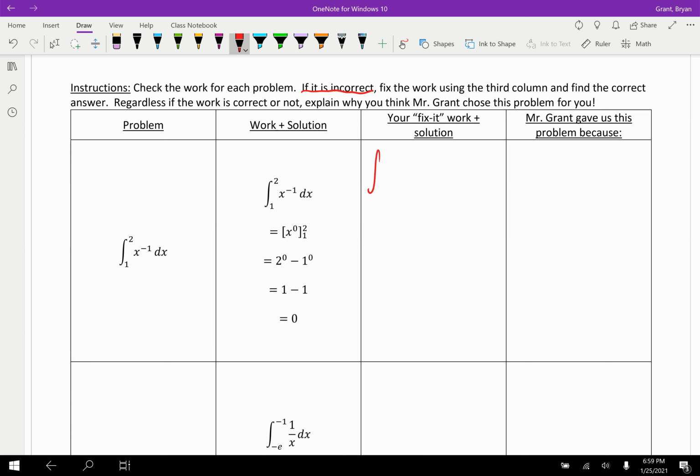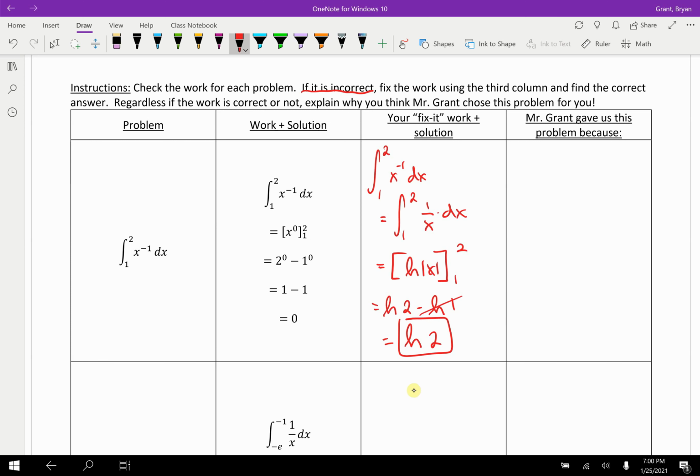But what I think they forget is that there are some weird exceptions to this rule, and that x to the negative first is actually 1 over x. And 1 over x, isn't that the natural log of x? And so we end up with the natural log of 2 minus the natural log of 1, but that's 0. So I think we just finish with the natural log of 2, not 0.